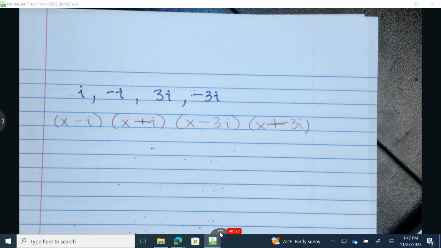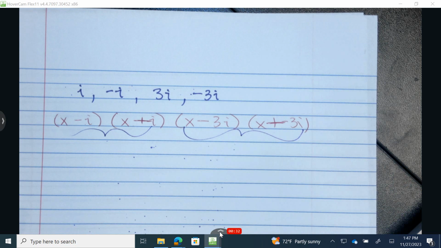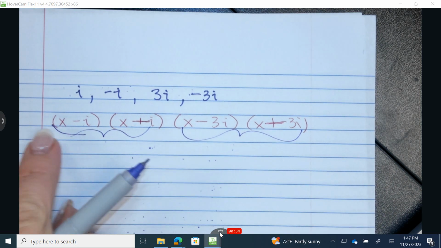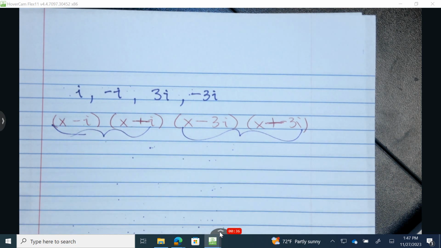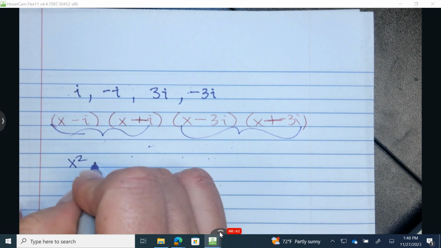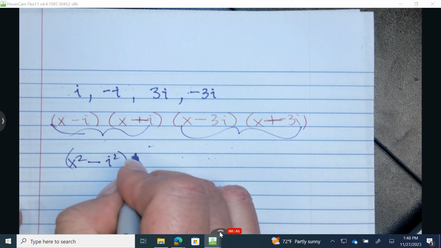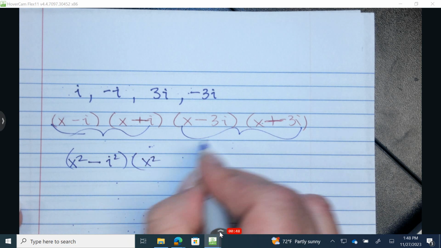And now when I look at these front two terms, I can see these are conjugates, as are the last two. So what do we do when we have conjugates? Conjugates means the front and the last are exactly the same, just the sign in between is different. We only have to do the F and the L for FOIL. So multiply the fronts and multiply the last. A negative times a positive is a negative with an i squared.